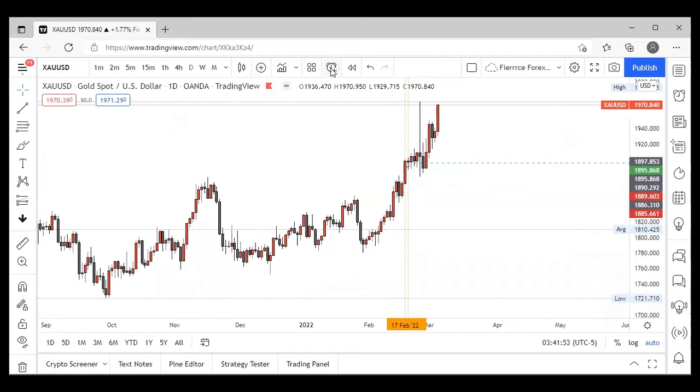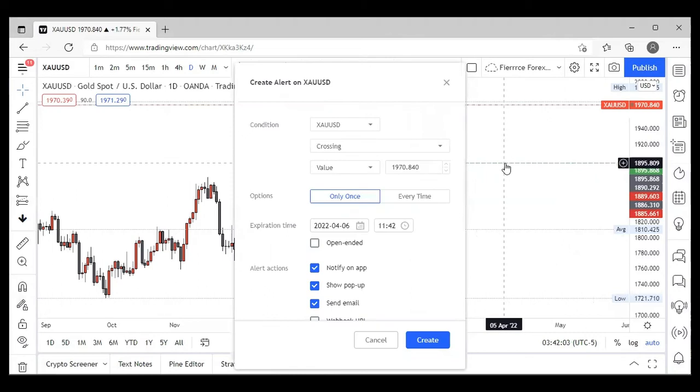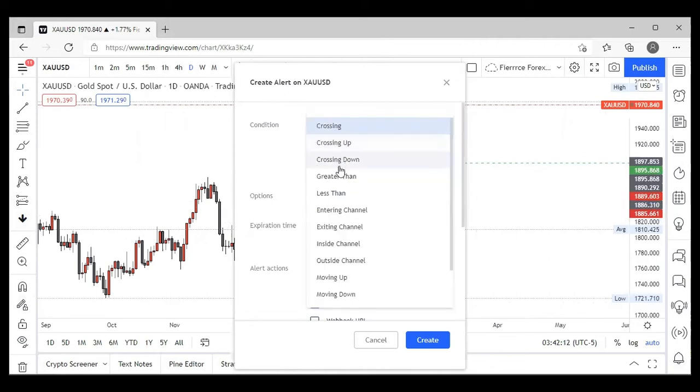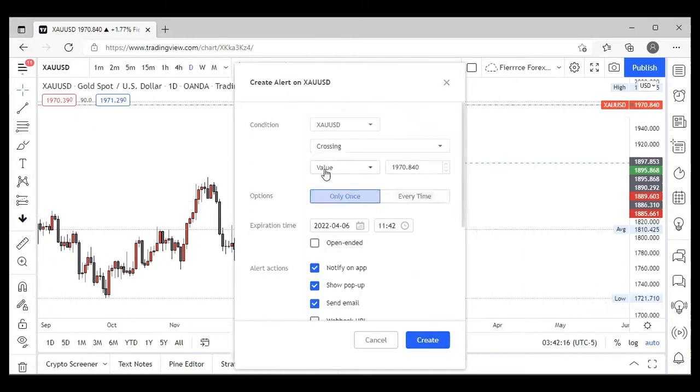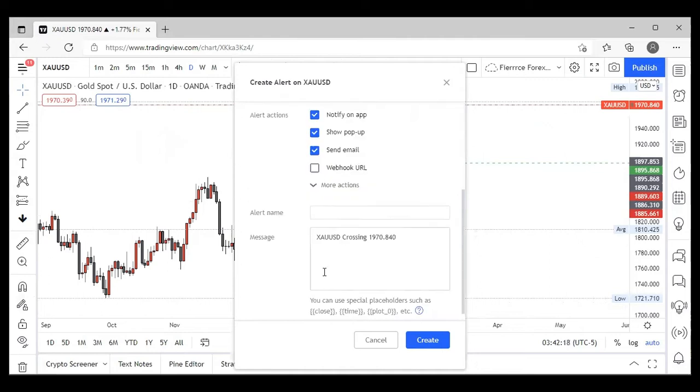Okay, then here we have alerts. I don't have any alerts right now, but I can create an alert. So I just click on it. If I want an alert when gold is crossing below 895, 868, I can put it crossing up, crossing down, and so on, and then I can create the alert. And then when you place that there, it will notify you.